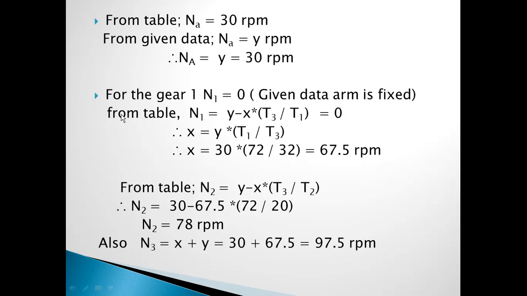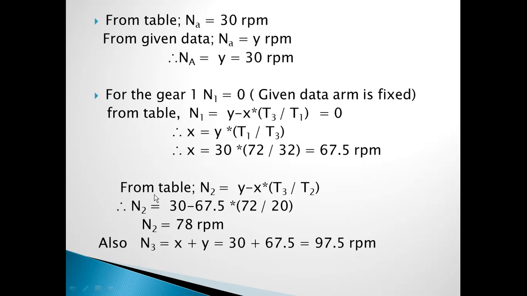Next one, for gear 1, from the given data the speed of gear 1 is 0, but from the table, speed of gear 1 is equal to y minus x into T3 by T1, which from the given data is equal to 0. So in this equation, the unknown is the x value. Rearranging the equation, x will be equal to y into T1 by T3, and by putting the values of y, T1 and T3, you will have x value equal to 67.5 rpm.